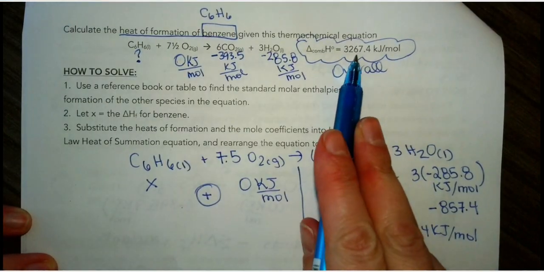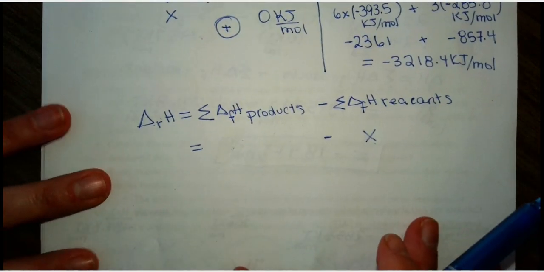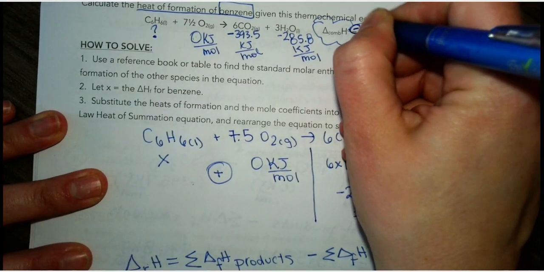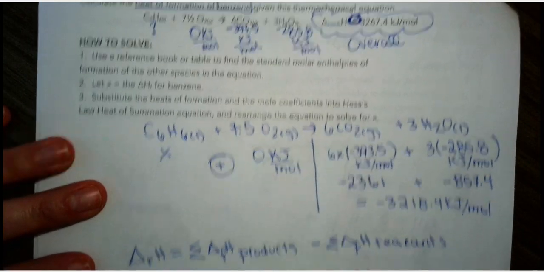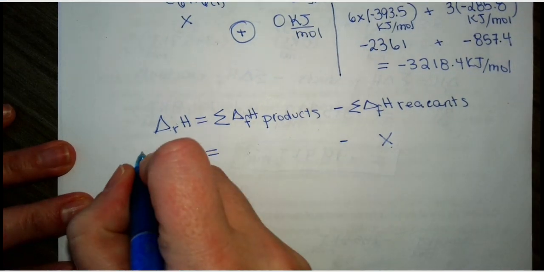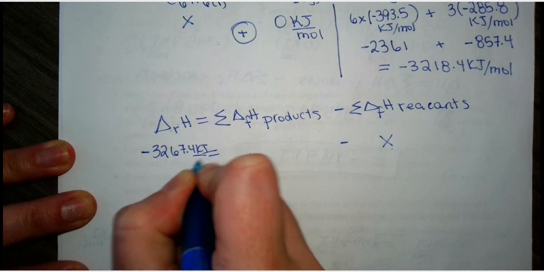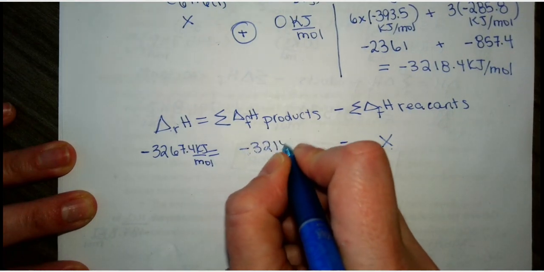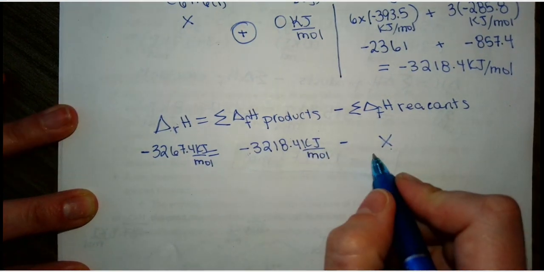Up here, this is our overall. So this is our delta H of combustion up here, and it's a positive number. Or is that a typo? Yeah, that's a typo. So many typos today. I'm sorry, guys. It should be a negative. I was thinking combustion's always giving off heat. My bad. So that's a negative 3267.4 kilojoules per mole. And the products is a negative 3218.4 kilojoules per mole.